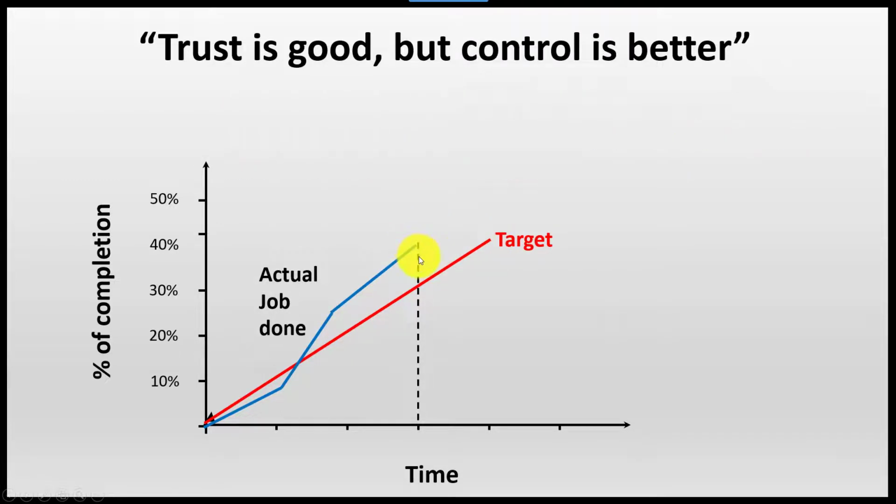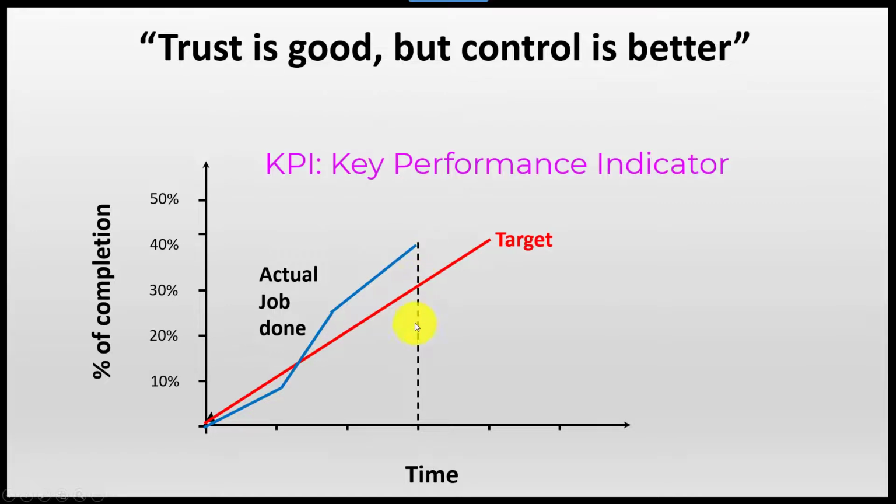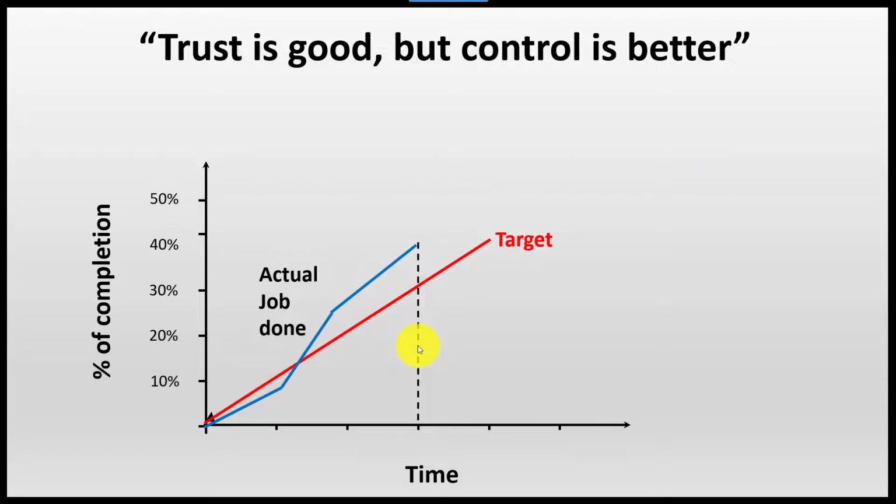So this is a very simple KPI, key performance indicator, that can help us to take action in case something wrong is happening. So this is like an alarm system. You can also see it like that.